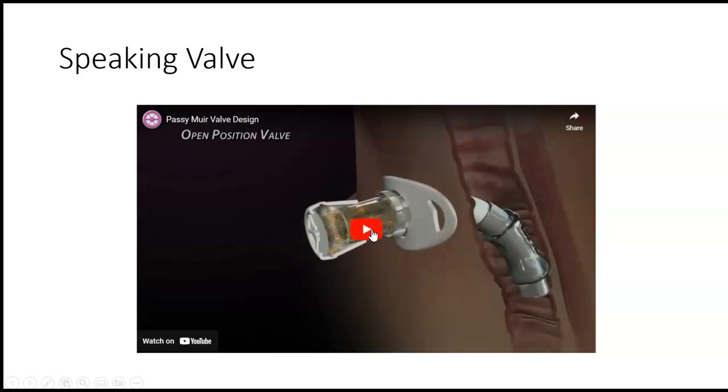So kind of an alternate to the talking trachs would be to use a one-way valve or a speaking valve on the external opening of the trach tube. This allows for air to pass in through the tracheostomy tube, and then it's got a one-way valve that will block this exit here and then allow for air to pass up through the vocal cords. So this is a quick video that shows how that valve works.